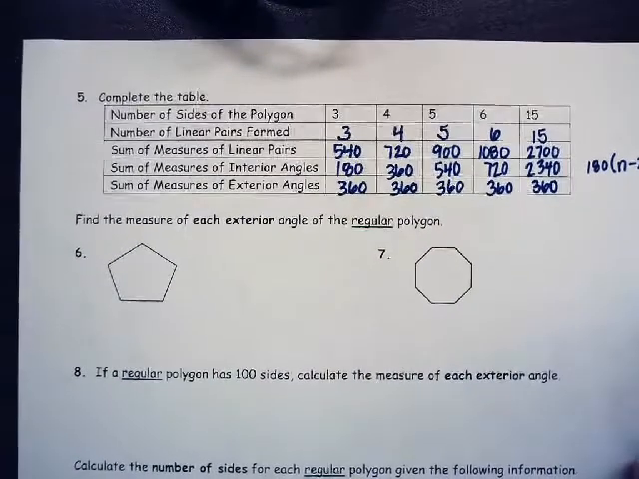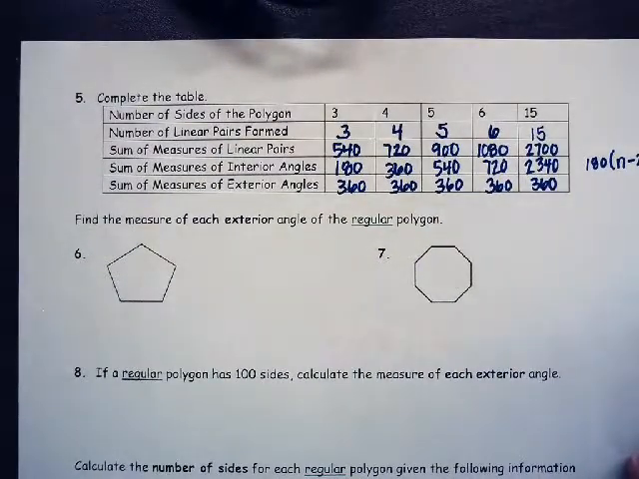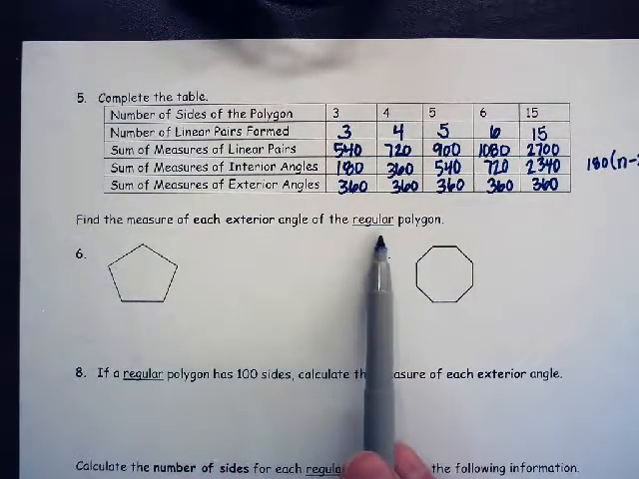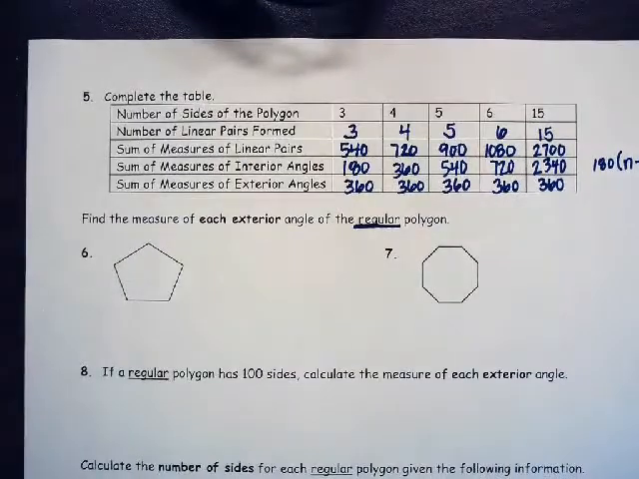Now let's try to see if we can use that knowledge to help us figure out some things about some shapes. Find the measure of each exterior angle of the regular polygon. Remember yesterday, the word regular means that all the sides and all the angles are the same.